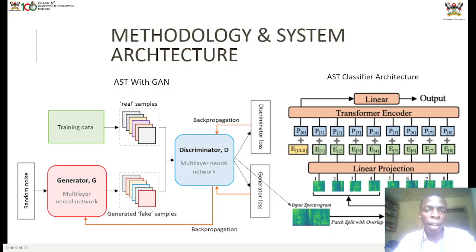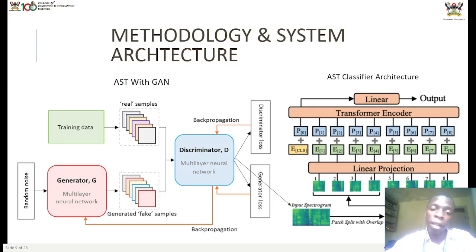Now, this is the methodology and system. We have the GAN over here, the very first system that is working before the transformer gets the input. Training data comes in containing the real samples, and then the GAN is fed random noise and turns that random noise into fake generated samples. It then passes both to a discriminator.